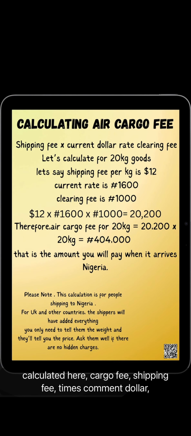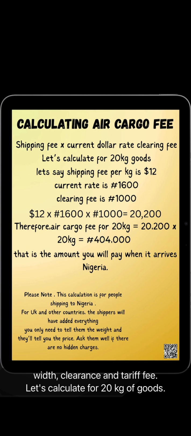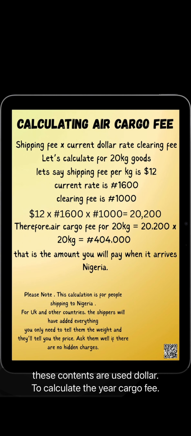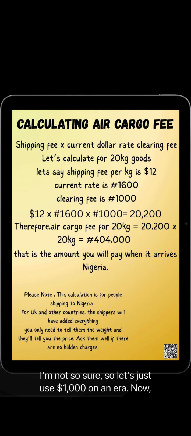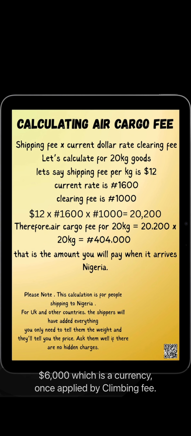Now, calculating the air cargo fee: shipping fee times current dollar rate, plus clearing fee. Let's calculate for 20 kg of goods. Let's say the shipping fee per kg is $12. I do not know, because most of these companies use dollars to calculate the air cargo fee. Now, the current rate, which I know, is 1,600 naira per dollar. Clearing fee, I'm not so sure, so let's just use 1,000 naira. Now, you take the $12, which is the shipping fee, multiply by 1,600, which is the current rate, and add the clearing fee. It gets us to 20,200.